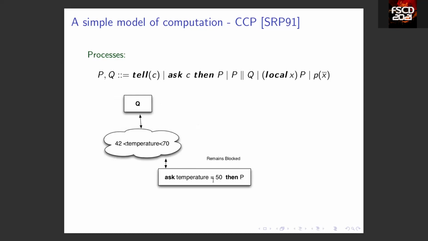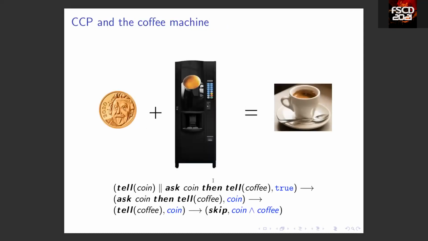As I said, in two slides. And then of course you can also reason about coffee machines, for example, or you can specify them. So this is a way of specifying a coffee machine, but not quite. I mean, it's a very strange kind of coffee machine where you're going to tell a coin. So you have a coin, so you tell a coin.